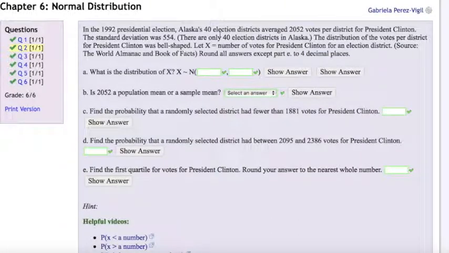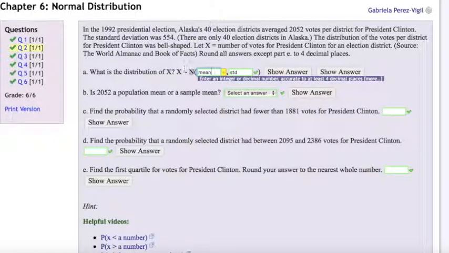Different one, it tells you that Alaska had an average of 2,052 votes and that it had a standard deviation of 554. And it tells you that the distribution is bell-shaped, and that's another way of saying that it's a normal distribution. But since its mean isn't 0 and its standard deviation isn't 1, it's not going to be a standard distribution, just normal distribution. And whenever you're doing your normal distribution, it's going to be notated as N parentheses your mean here, and then your standard deviation right here.